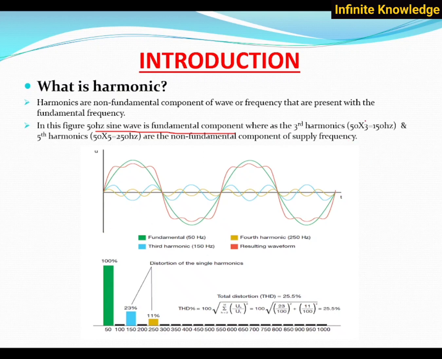Third means 3 times 50. 50 is our fundamental, and 3 times 50 is 150. So 150 is this one, the blue one. So this is our fundamental, the third harmonic is a non-fundamental frequency, and this yellow is the fifth harmonic.